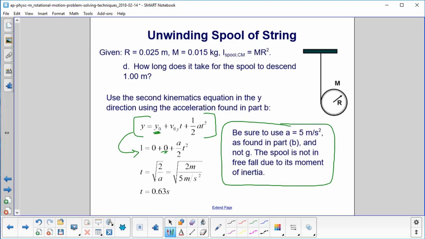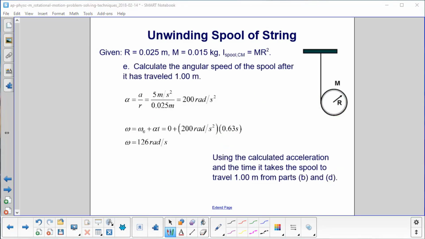Don't use the value for g here. You may have done that automatically because it's falling, but you are not in free fall here. You've got a moment of inertia on the spool, and that's contributing to the fact that we cannot be in free fall. So we put our 5 in there for the acceleration, which is half of g, and we see it takes us 0.63 seconds.